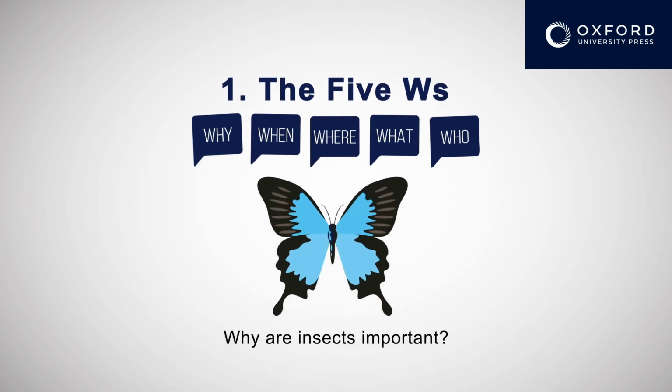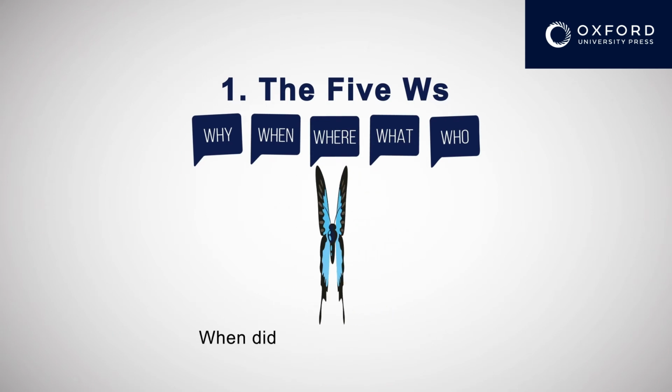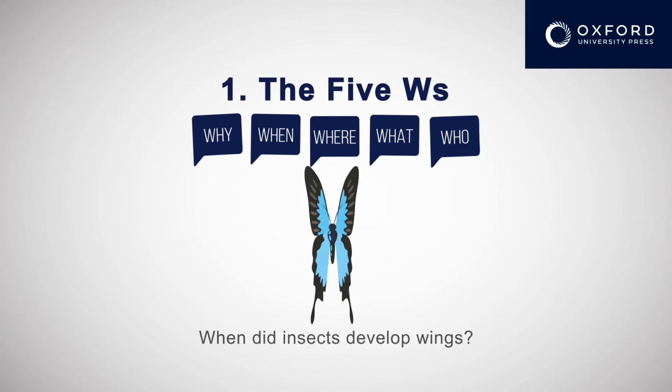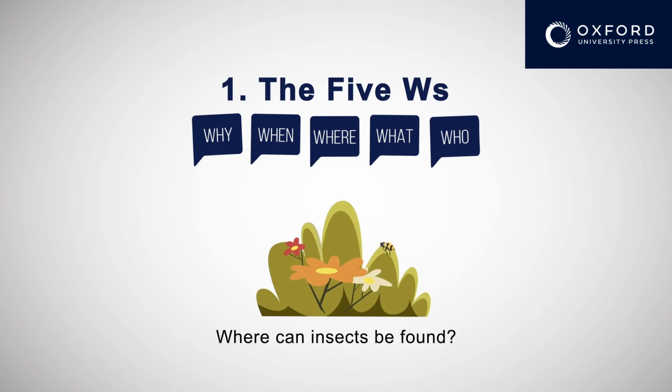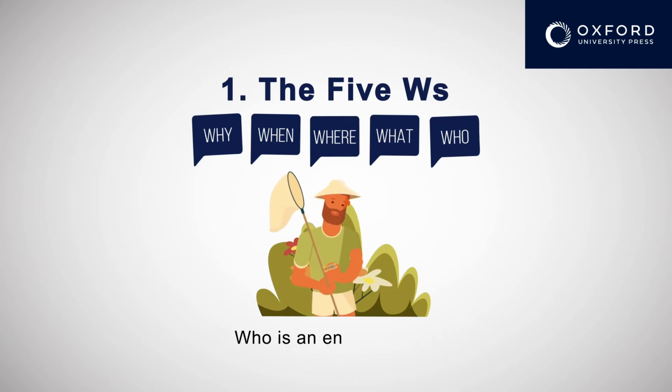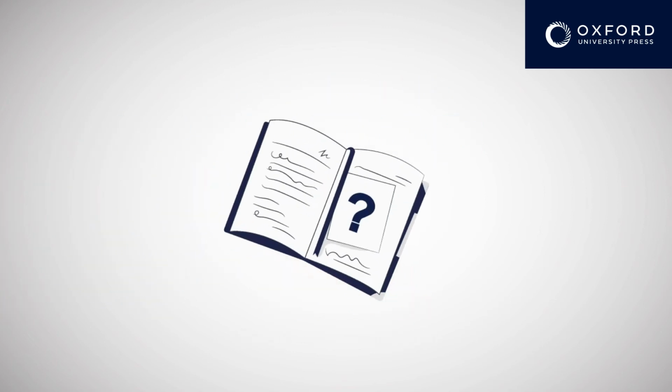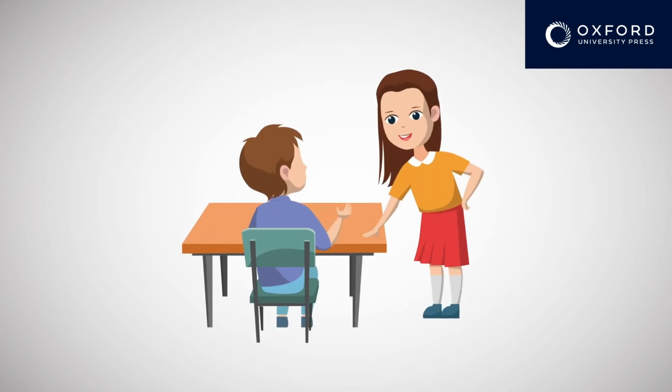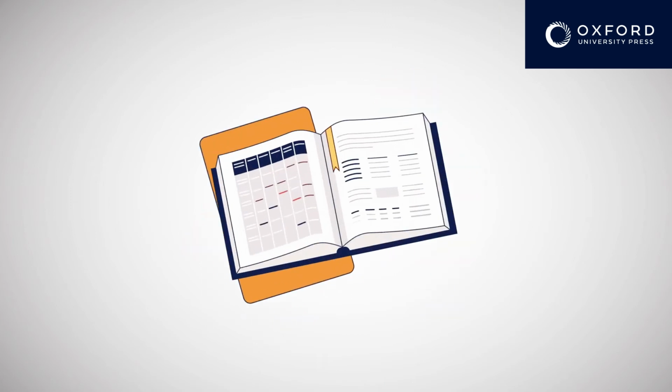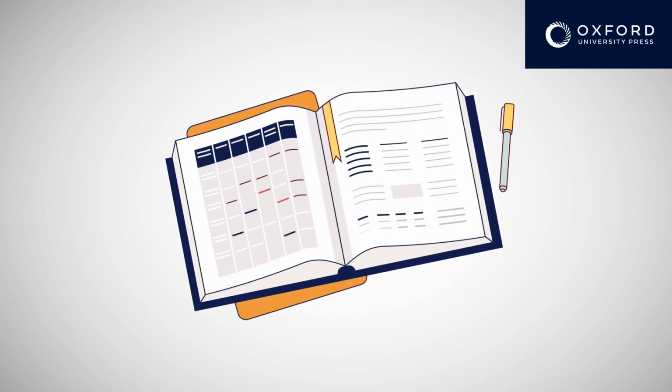Why are insects important? When did insects develop wings? Where can insects be found? What foods do insects eat? Who is an entomologist? The students can make this booklet by answering these questions, and these are just a few example questions. Students can come up with questions of their own. This organizer helps students in improving their research and problem-solving skills, whether used independently or in pairs or groups.